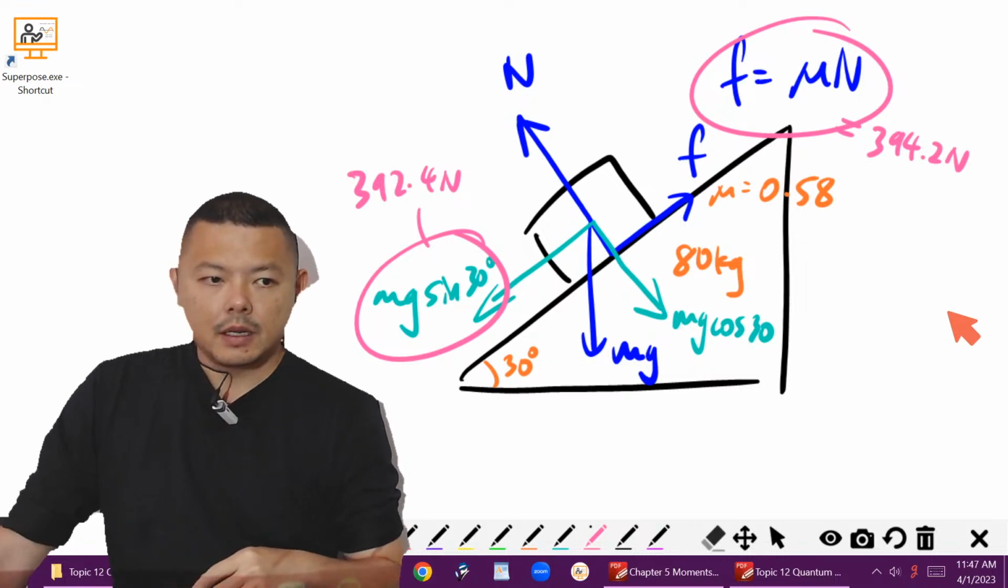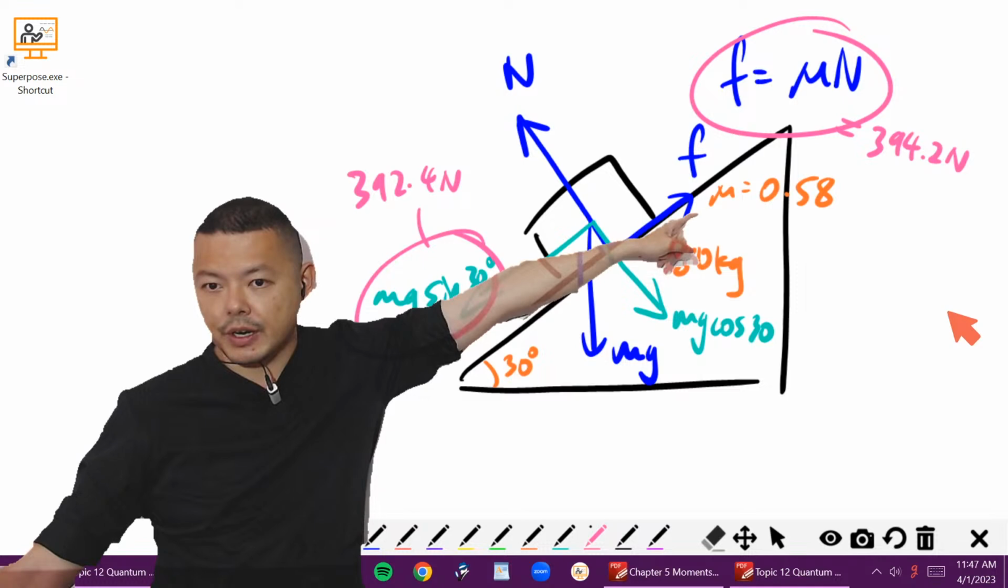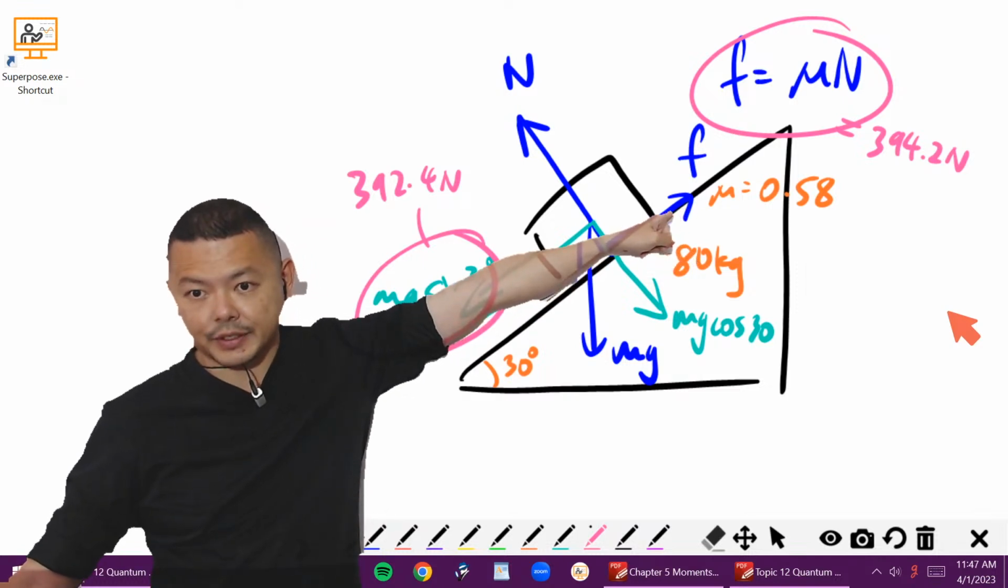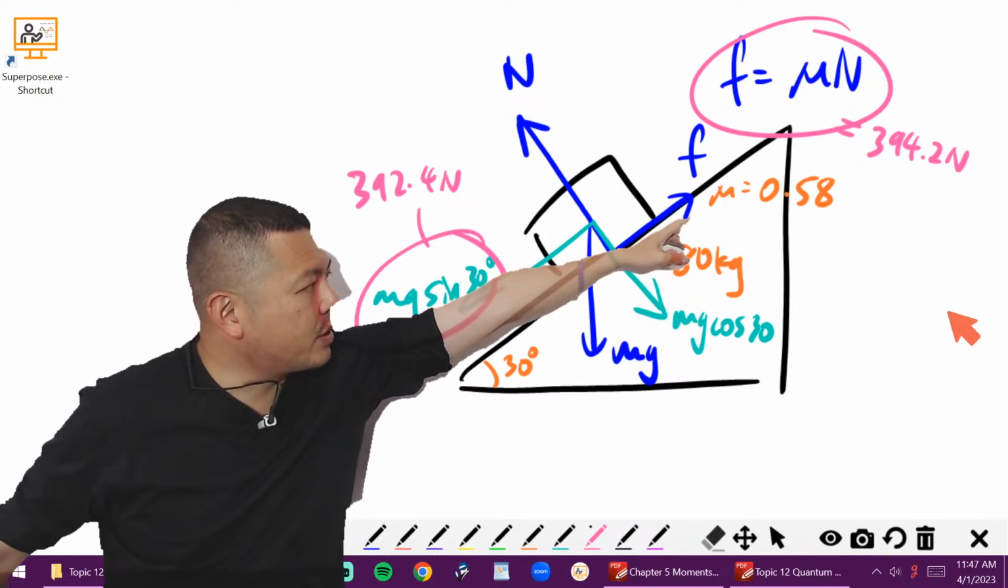And so if I were to give you this coefficient of friction, you must understand that this is the coefficient of static friction. So the idea is it is not able to overcome this static friction yet.